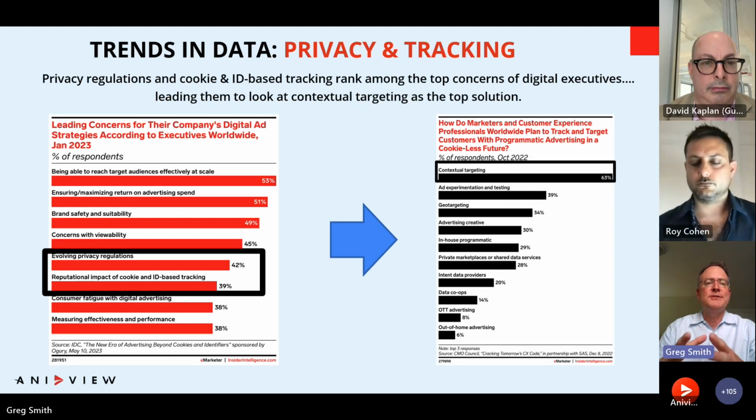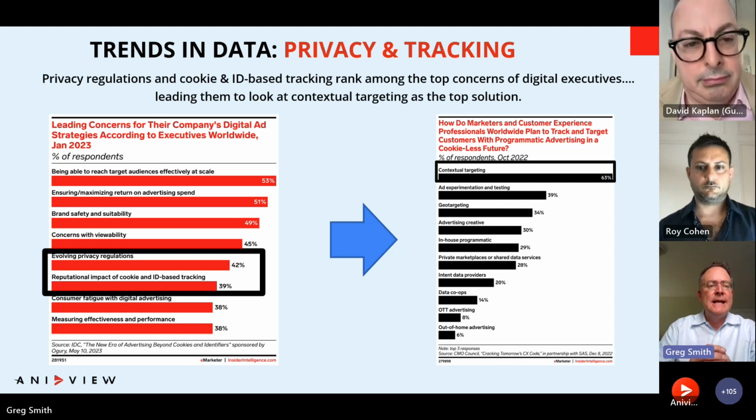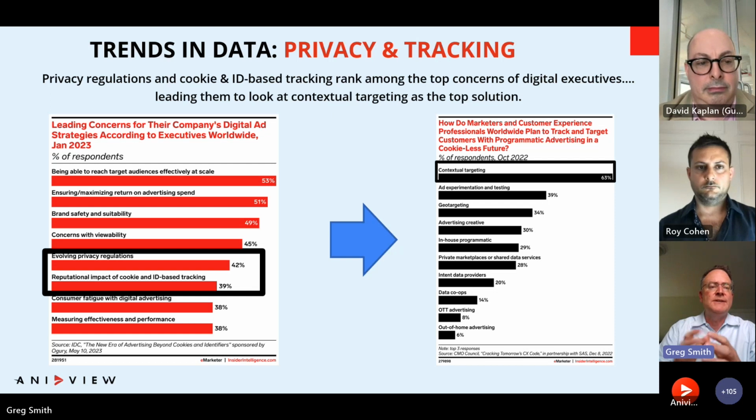So the third thing I'm going to talk about, and this will be the last section for me, is really just trends in data and AI. Again, leveraging some of the great information in eMarketer, if you look at attitudes about privacy and tracking, it's very clear that when digital executives have been asked, two of the top issues they focus on are evolving privacy regulations, as well as the use of cookies moving forward. And if they're looking to solutions in a cookieless future, contextual targeting, as it turns out, becomes the number one solution on their mind. We'll talk more about contextual targeting in just a second.